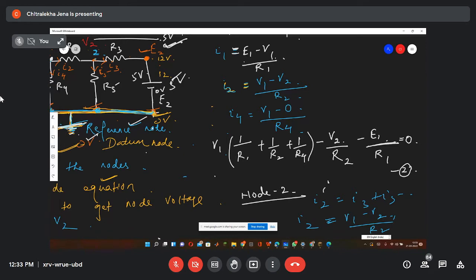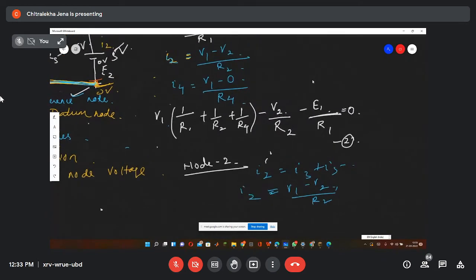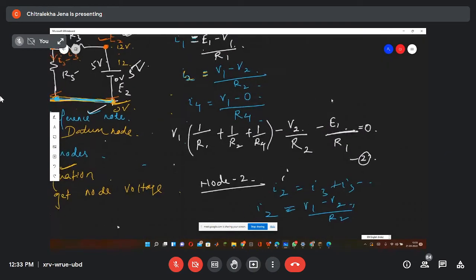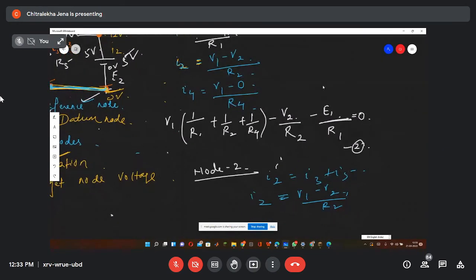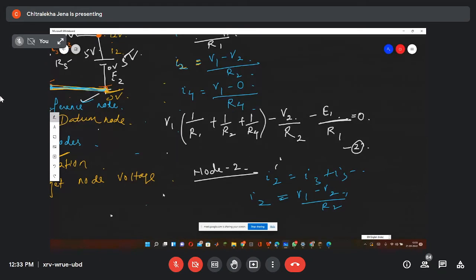I3 is equal to? Ma'am, E2 is larger than V2, right? Yes, I have taken I3 flowing from E2. So obviously I3 is equal to V2 minus E2 divided by R3. What is I5? I5 will be V2 minus 0 by R5. Very good. Now substitute it.